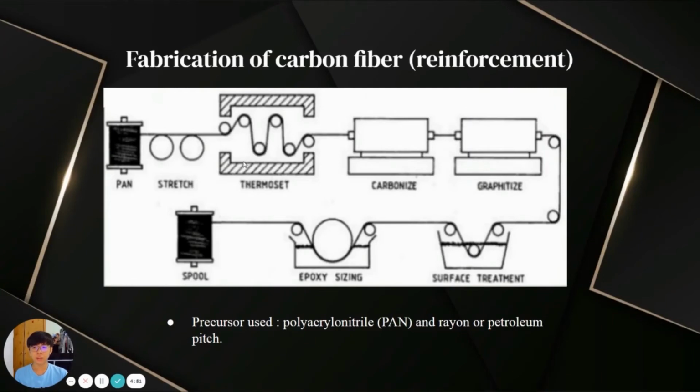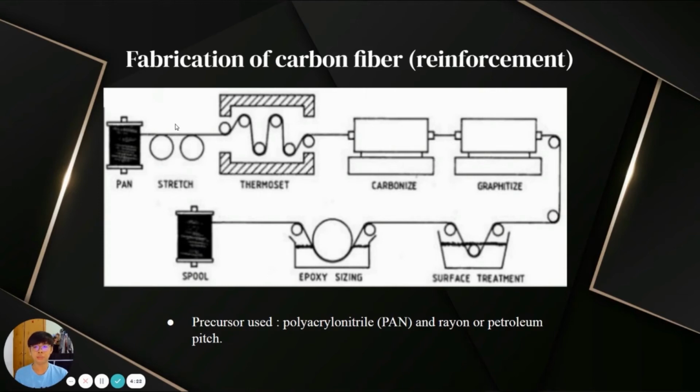This figure shows the fabrication of carbon fiber reinforcement. In order to fabricate carbon-carbon composite, we need to make the carbon fiber reinforcement first. For carbon fiber reinforcement, 90% of the precursor used to make carbon fibers is polyacrylonitrile (PAN), while the remaining 10% is made from rayon or petroleum pitch. All of the raw materials are organic polymers, characterized by long strings of molecules bound together by carbon atoms.